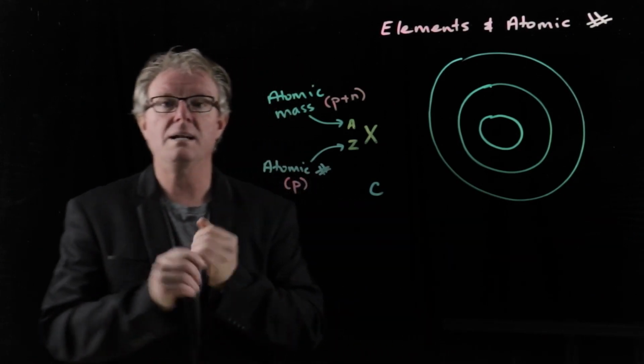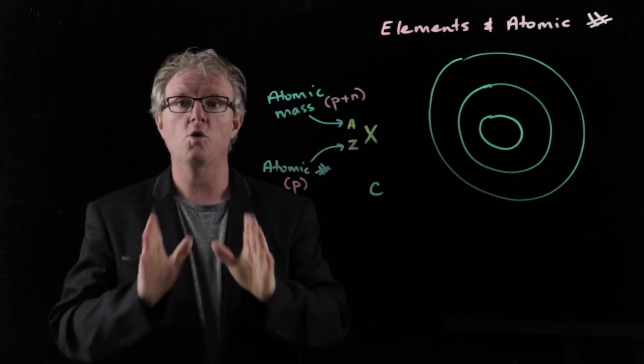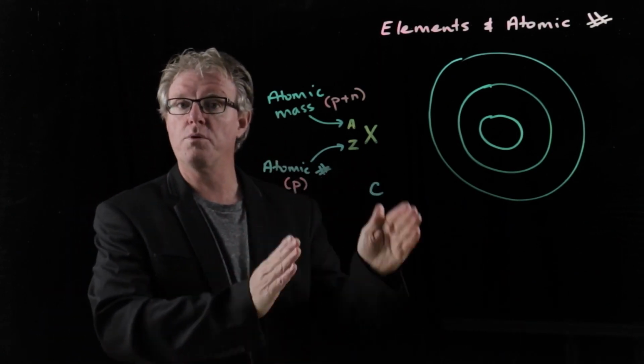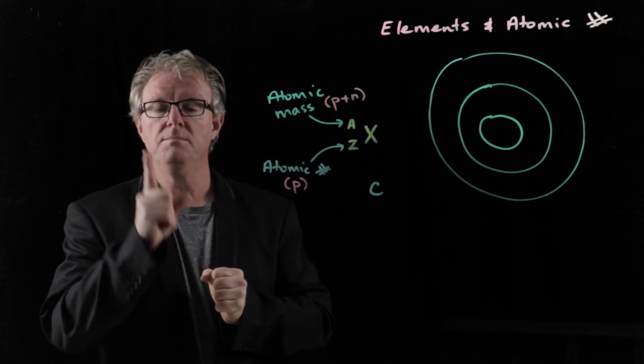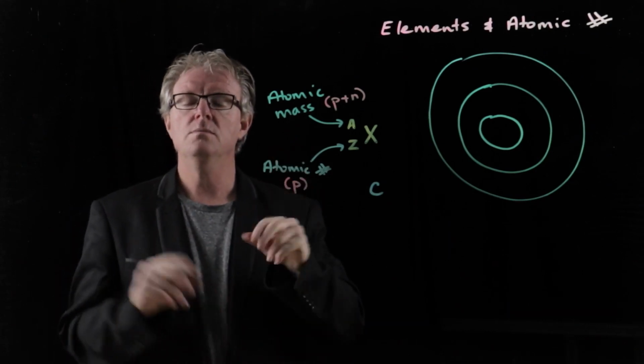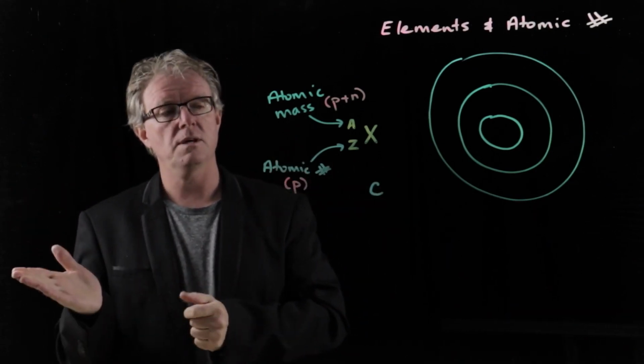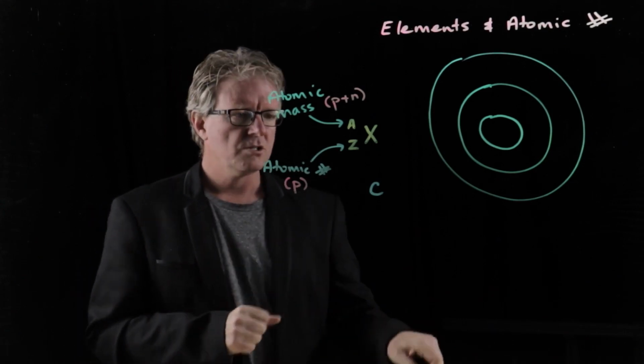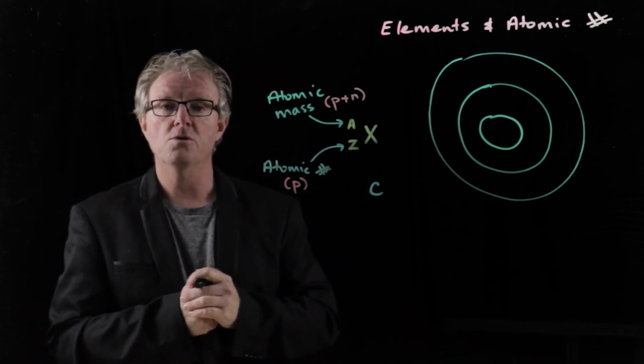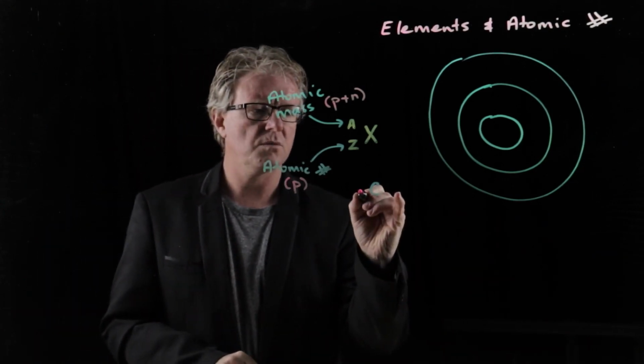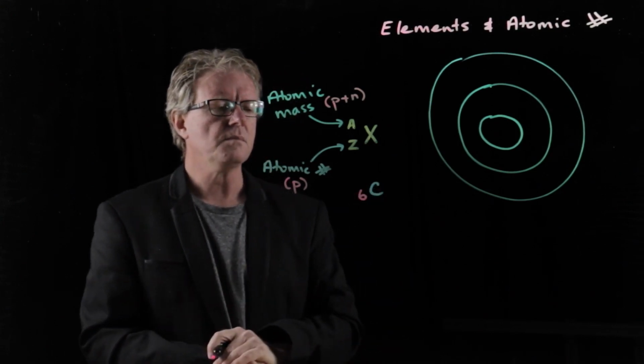And so remember, the elements are listed on the periodic table according to increasing number of protons. So hydrogen's 1, has 1 proton. Helium is 2, has 2 protons. Lithium is 3 protons. So carbon is number 6, so therefore it would have 6 protons. And so we go 6 down the bottom.